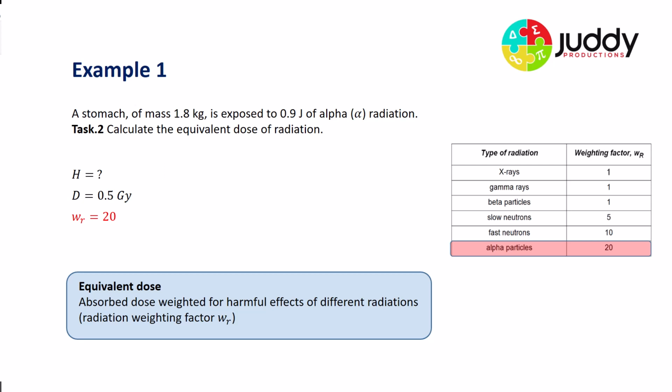So to calculate the equivalent dose in radiation, we take the absorbed dose and multiply that by the radiation weighting factor. In this case, for alpha particles, that is 20. So we have 0.5 times 20. In this example, the equivalent dose of radiation is 10 sieverts. And that goes from a unit of gray to now a unit of sievert. It takes into consideration the radiation weighting factor.